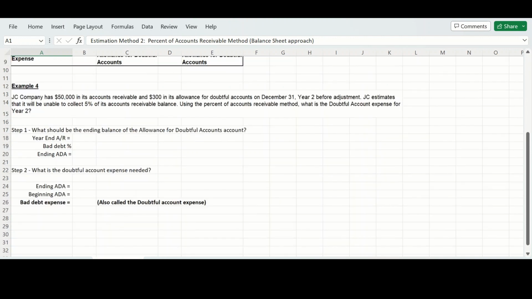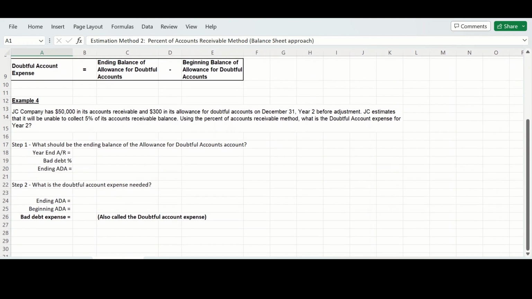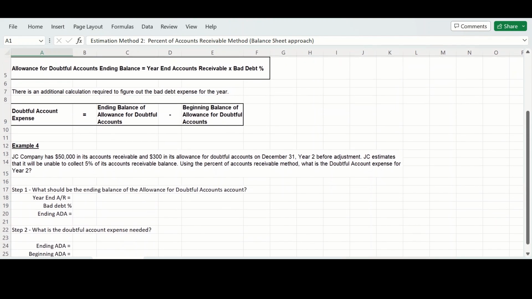So in the first step, again, referring back to this formula, we should first figure out the allowance for doubtful account ending balance. In order to do that, we need to take the year-end accounts receivable balance, which the problem told us was $50,000. We need to multiply that against the bad debt percentage. In this case, it's 5%. So we get an ending allowance for doubtful account amount of $2,500.